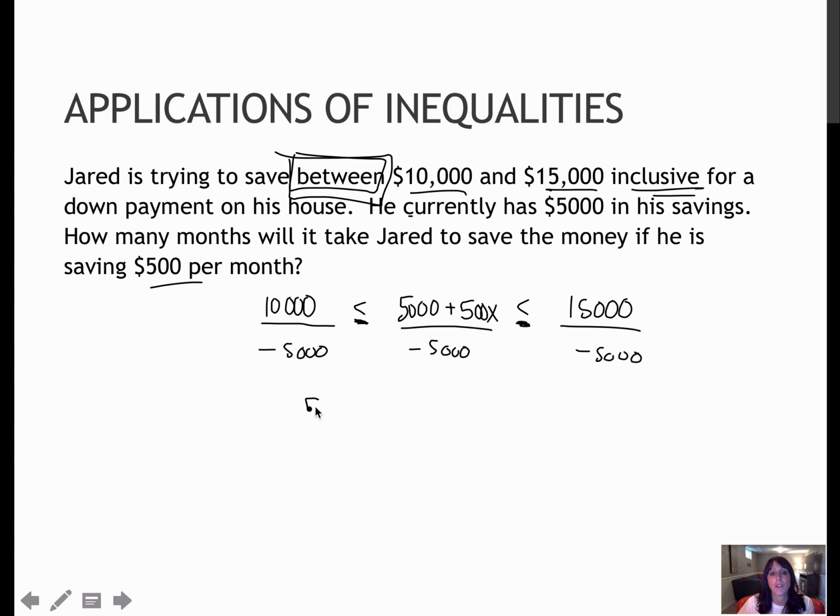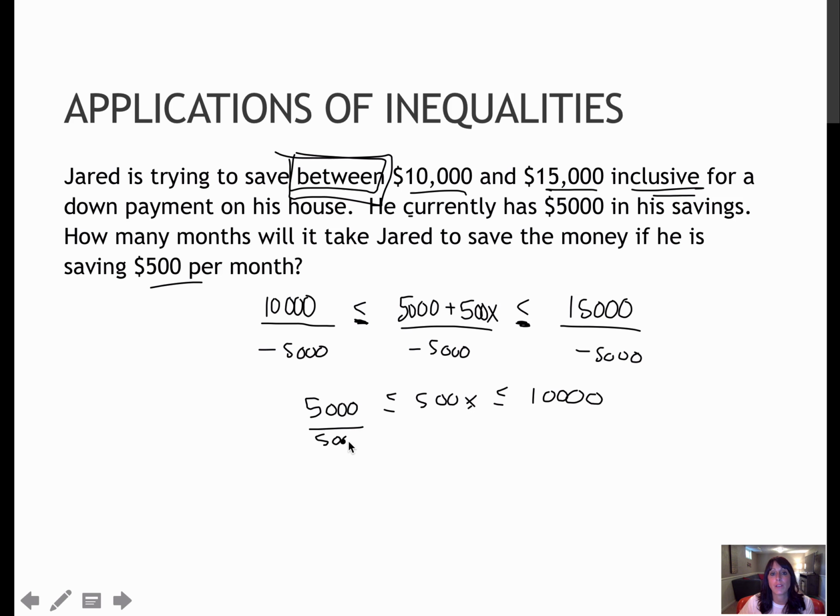That gives me 5,000 is less than or equal to 500x is less than or equal to 10,000. What that tells us is that if we take the 5,000 away, the money that he puts in per month has to be between 5,000 and 10,000.